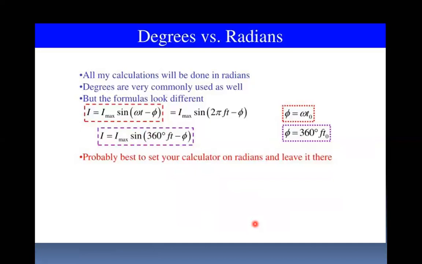So as per the formula, if you take the current value as I is equal to I max sine omega t minus phi, this can be written as I max into sine, omega being nothing but 2 pi f. So we have just substituted the value of omega as 2 pi f, t minus phi. So I is equal to I max sine 2 pi, and if phi is an angle in degrees, this becomes 360 degree f t minus phi.